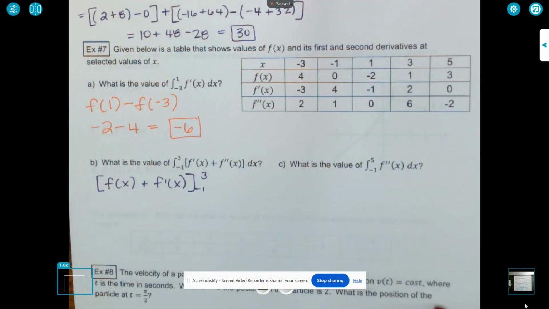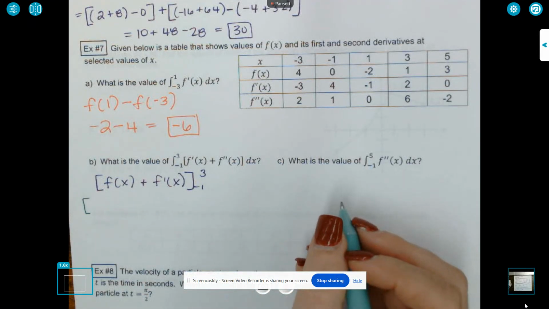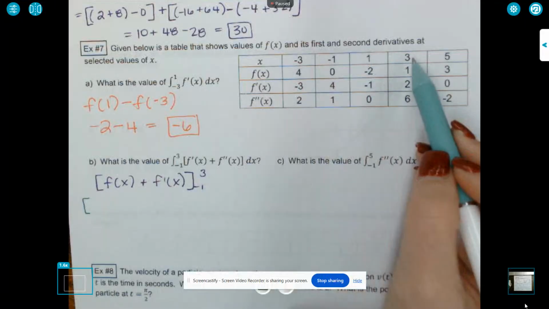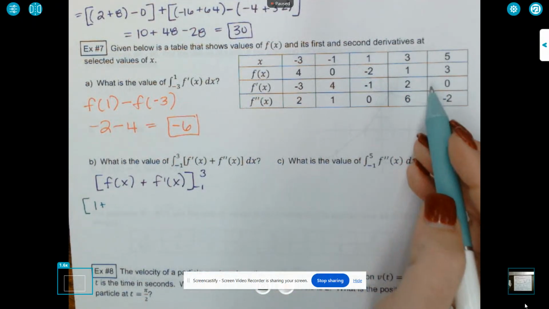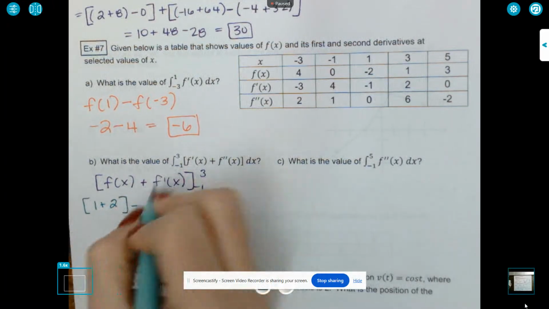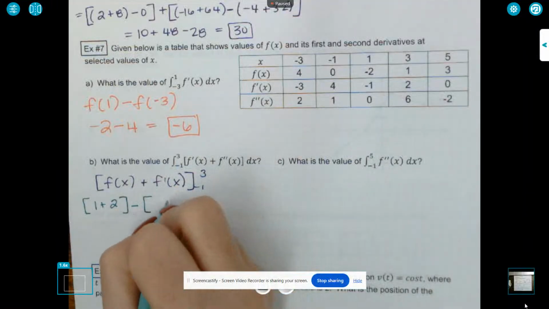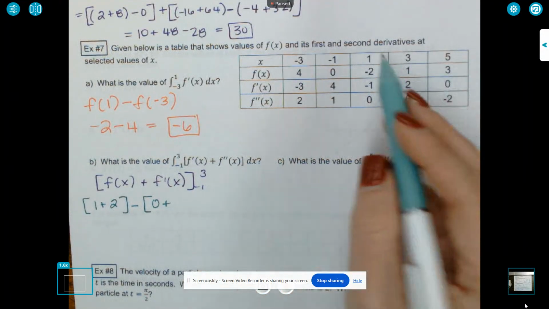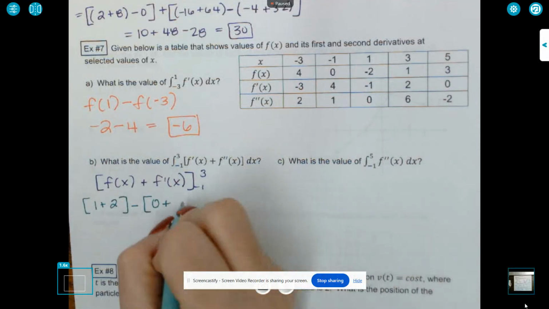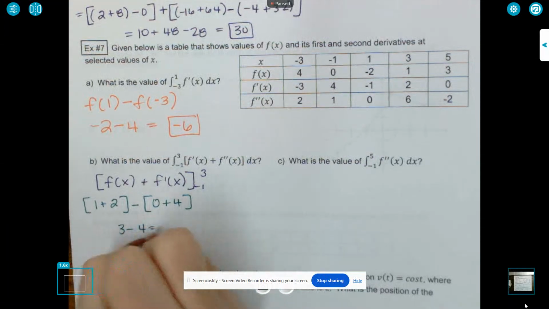So now we're going to evaluate that definite integral. We're going to start with f of 3, which is 1, plus f prime of 3, which is 2, minus f of -1, which is 0, plus f prime of -1, which is 4. And simplify that out. 3 minus 4 gives me -1.